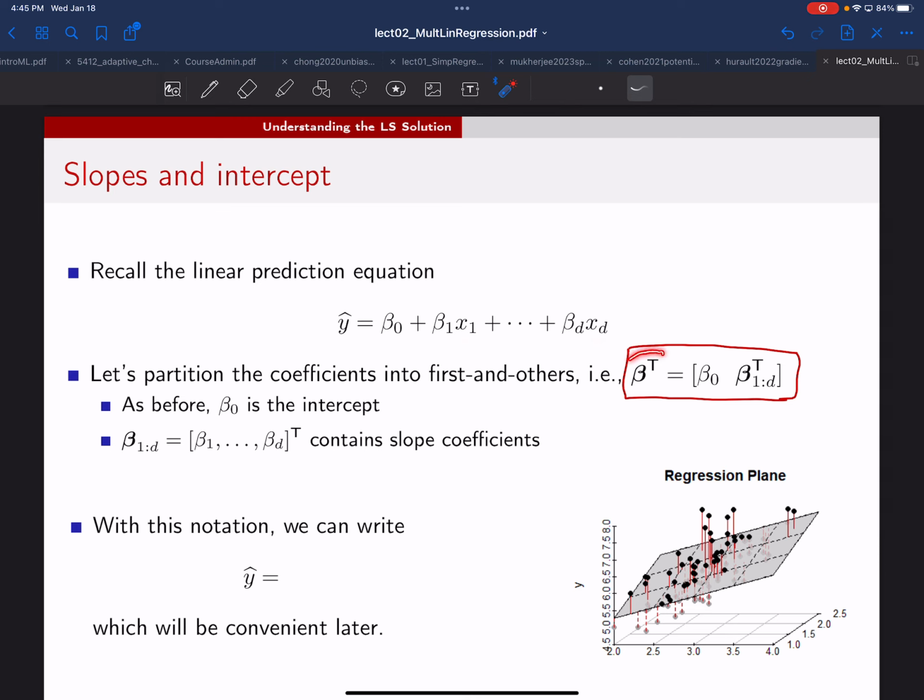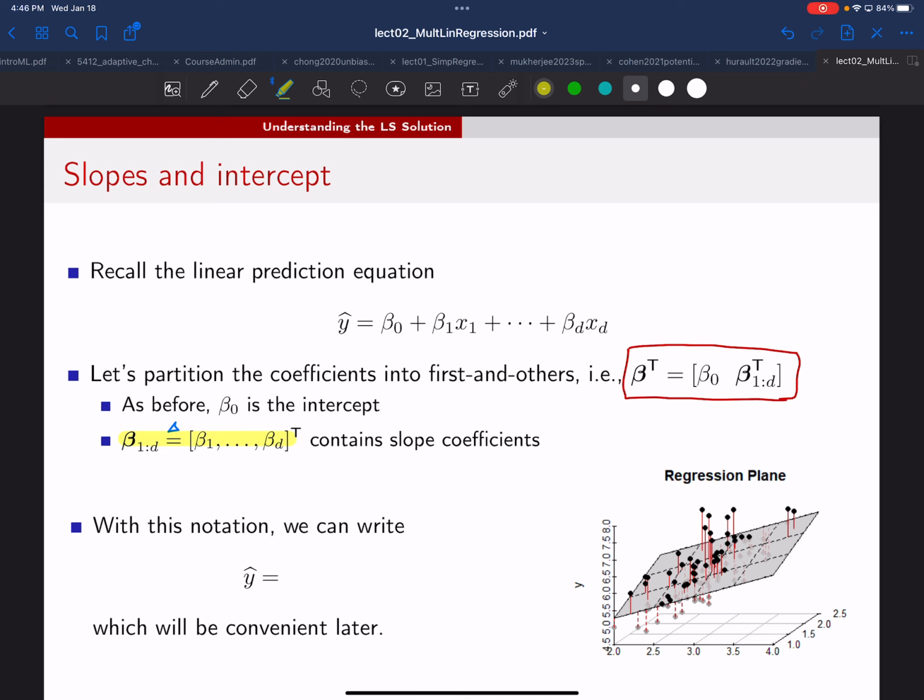So when we write our beta vector, in this case the transpose, the row version of beta, we're going to keep beta 0 separate, and then all the other coefficients we're going to give this strange notation, beta sub 1 colon d. This notation is motivated by the syntax of MATLAB and NumPy, where you use a colon to index from column 1 to column d. But basically, this is our definition. Beta 1 through d is just all the slope coefficients, a column vector of all the slope coefficients.